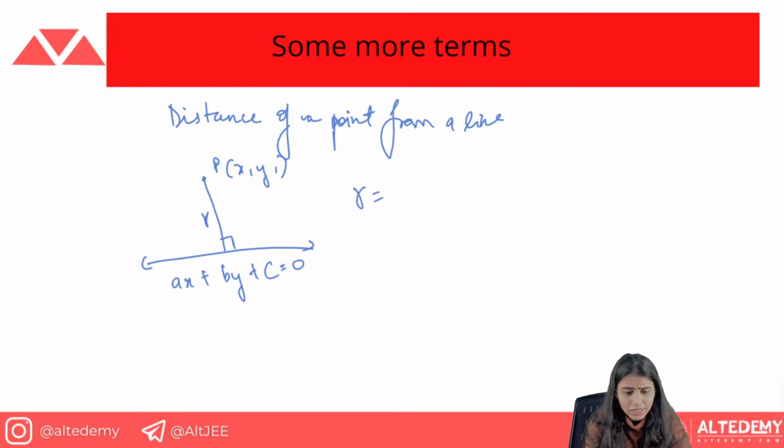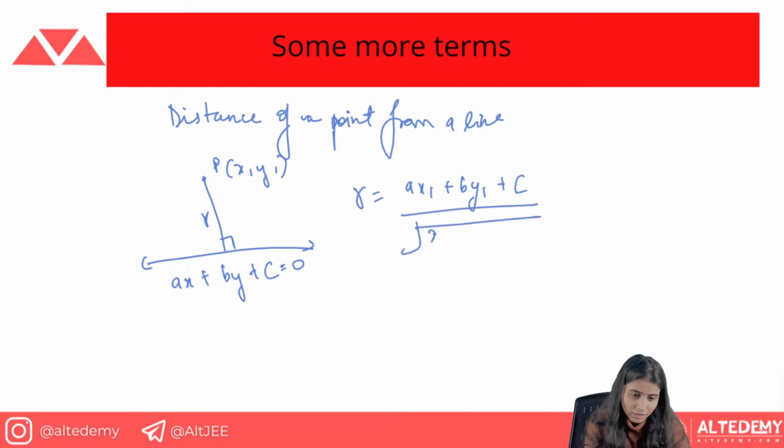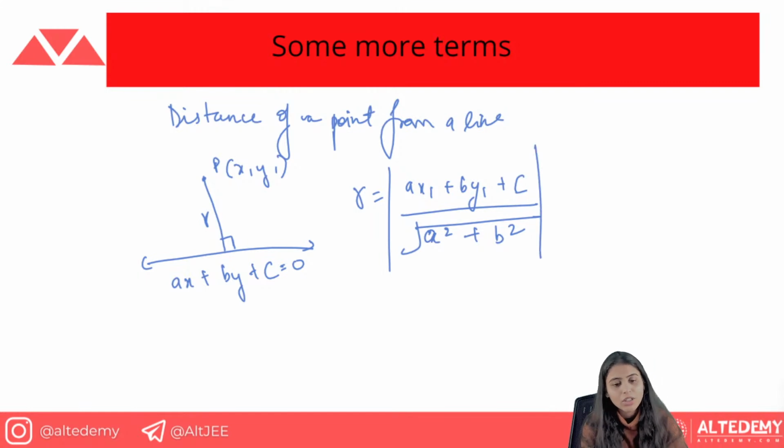You can write it as ax1 plus by1 plus c upon under root of the coefficient of x squared, that is a square plus b square, and it is going to be in mod because distance cannot be negative. The distance of a point from a line, you can calculate by this.